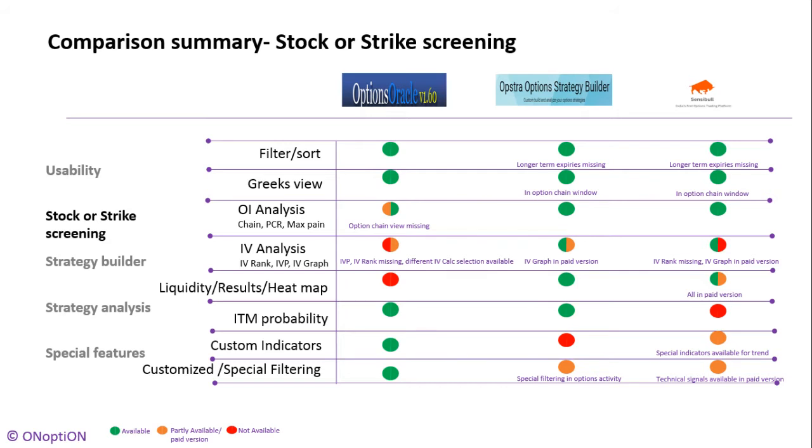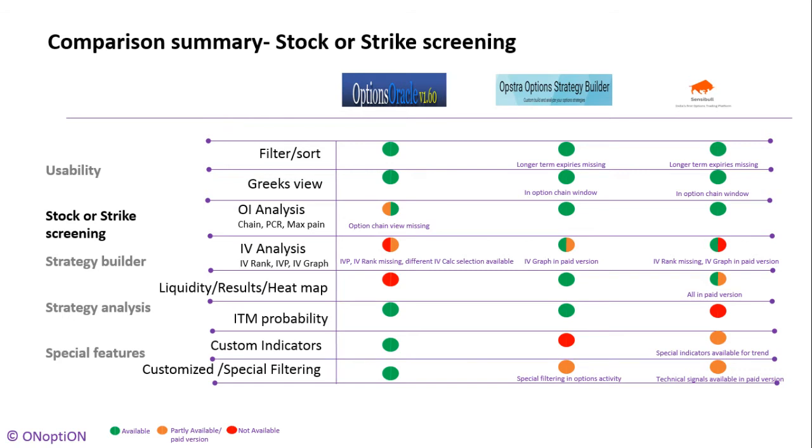Greeks view is available in all three tools, but the difference in Opstra and Sensibull is that you have to go to a different window, whereas in OptionsOracle it's available on the same window. OI analysis, option chain is completely missing in OptionsOracle, but you can see all the strikes in the basic filtering screen. As an option chain view, it is not available in OptionsOracle, but it is available in both Opstra and Sensibull as a separate window.